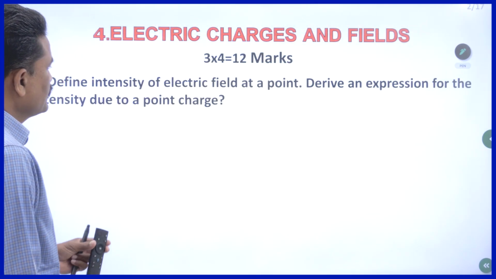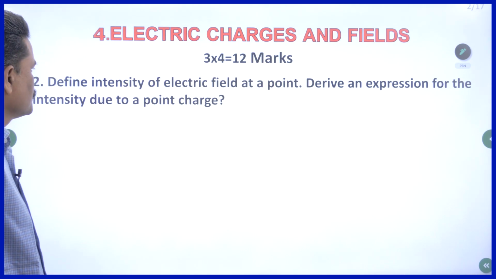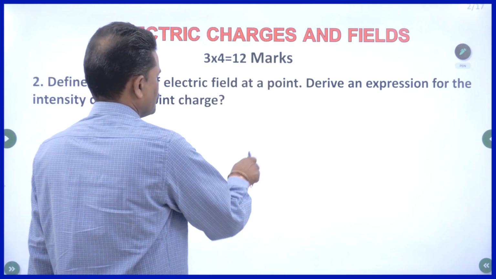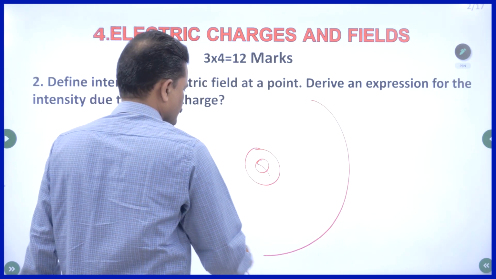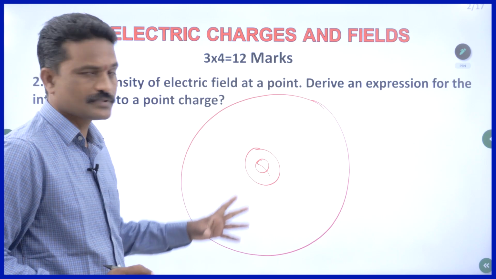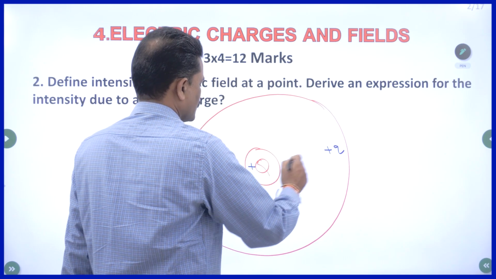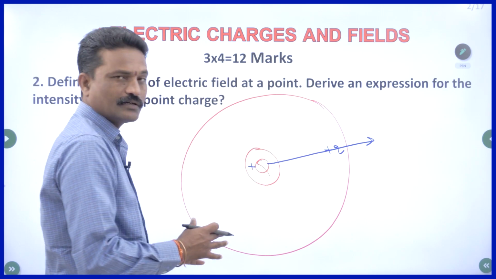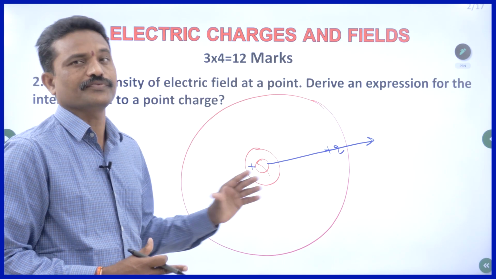Now, define intensity of electric field at a point, and derive an expression for the intensity due to a point charge. Now, what do you mean by electric field? Suppose there is a charge Q. Around this charge Q, you will find its influence. You will feel some force. Suppose this is a positive charge. If I place another positive charge, this will be repelled. So the space or the region around the charge in which its influence is felt is called electric field.